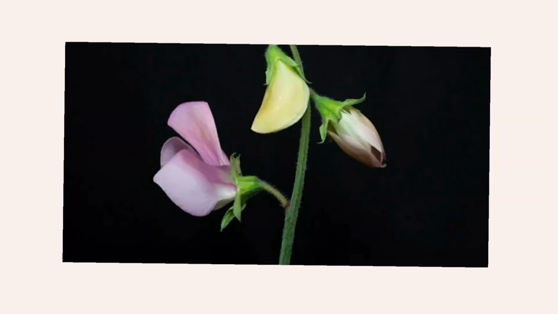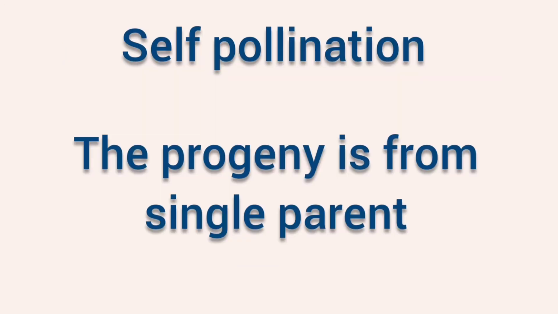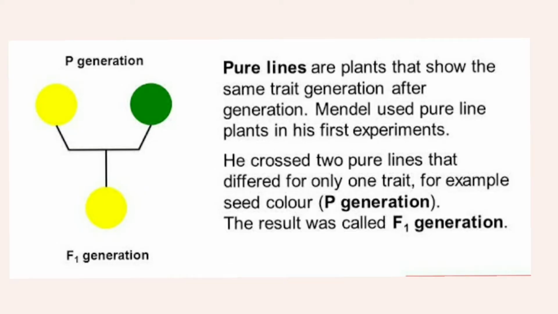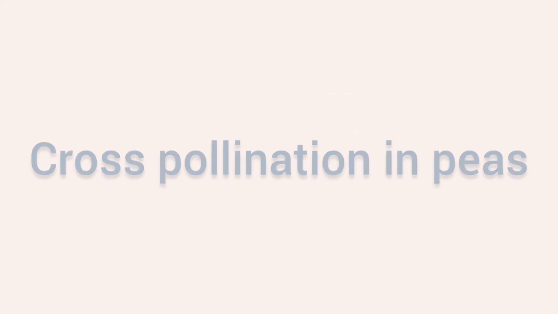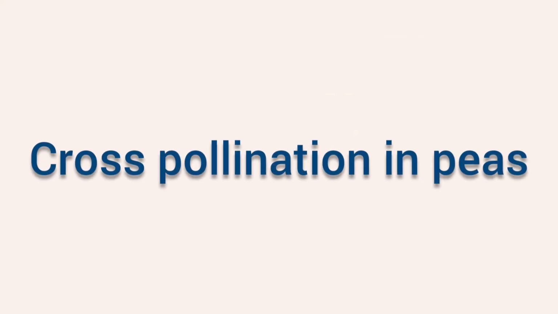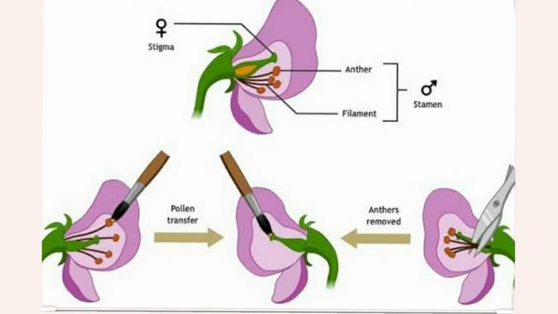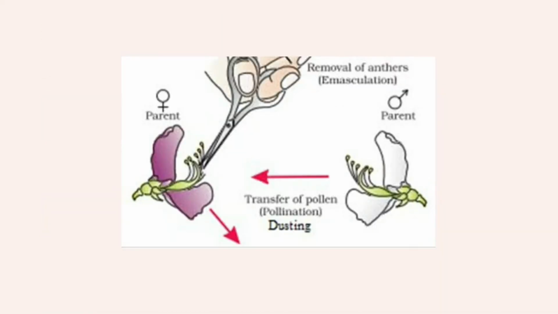Self-pollination happens before the flower opens, so progeny were produced from a single parent. Mendel then crossed the pure breeding lines of plants and recorded the traits of the hybrid progeny. Peas can also be cross-pollinated by hand by simply opening the flower buds to remove the stamen and dust the pollen from one plant to the stigma of another plant.